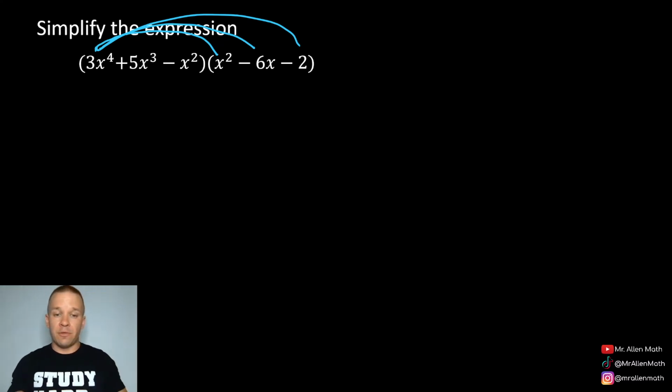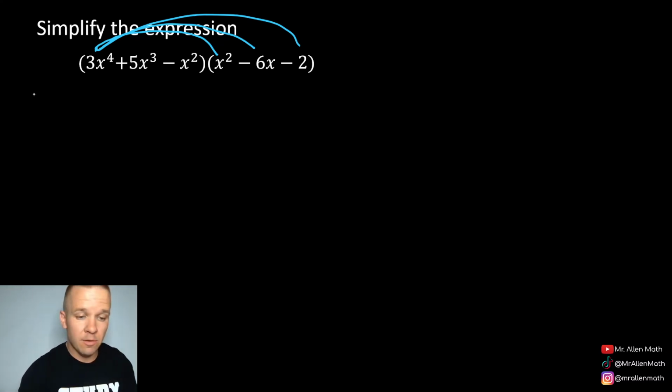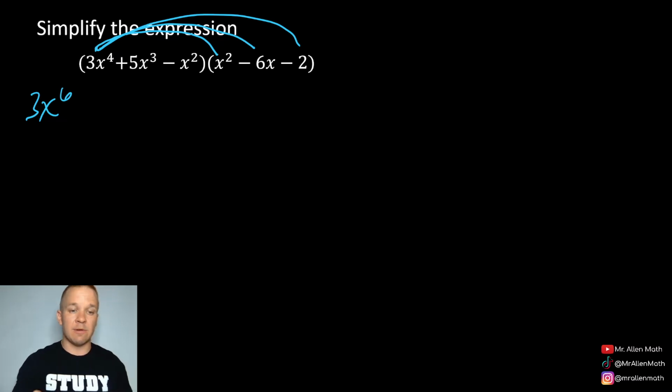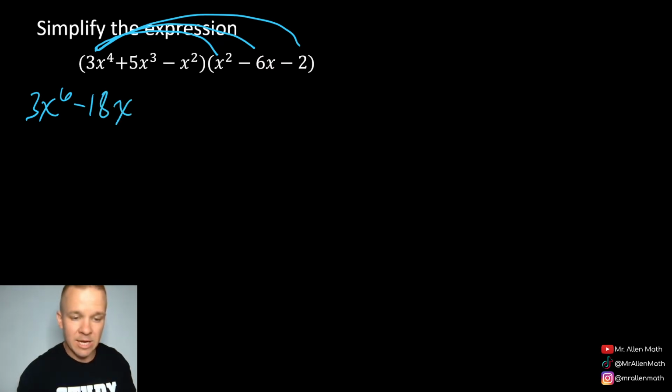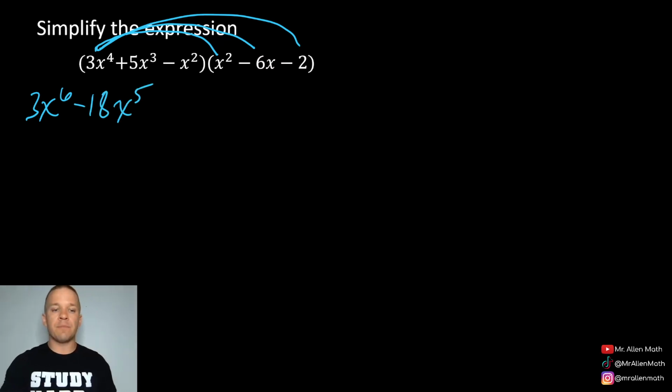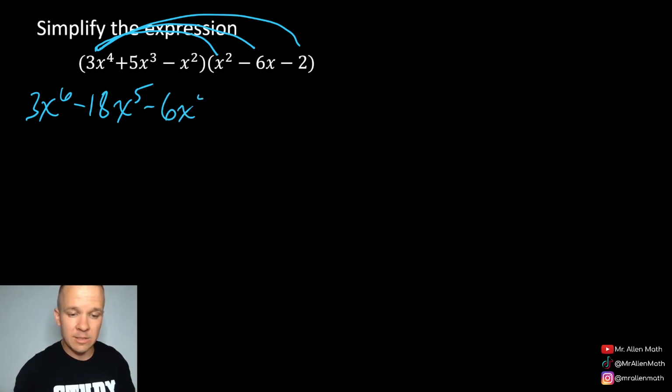So 3x to the fourth times x squared is going to give me 3x to the sixth, right? I'm going to add those exponents. 3x to the fourth times negative 6x is going to give me negative 18x to the fifth. Add the exponents. 3x to the fourth times negative 2 will give me negative 6x to the fourth. Now I can multiply my next set.